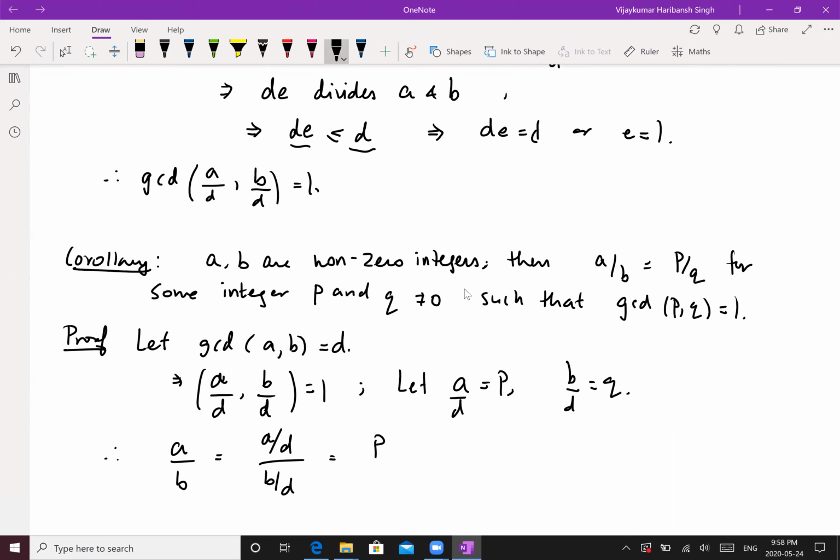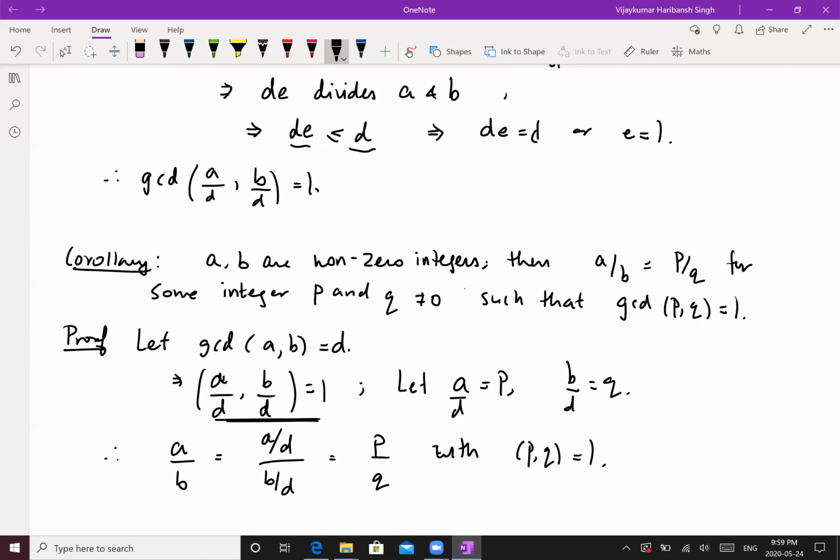This will be P and this will be Q. And from here we get the GCD of P and Q. So this proves the following: if you take any integers A and B, both non-zero, then you can write it in the lowest form. What does it mean by lowest form? You can write it as one integer P divided by another integer Q, where P and Q do not have any common factor except one. Okay.